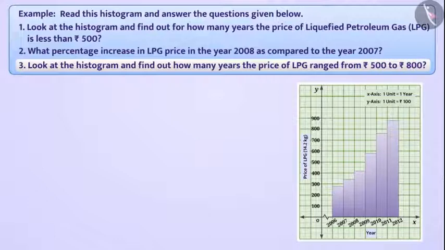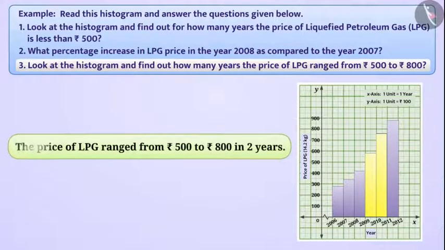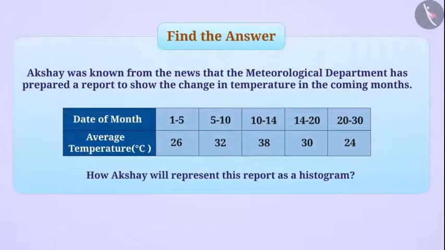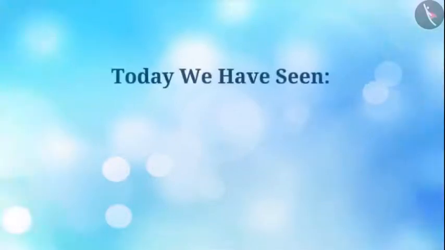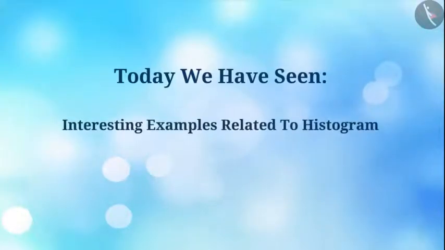Look at the histogram and find out how many years the price of LPG ranged from 500 rupees to 800 rupees. In the year 2009-2010 and the year 2010-2011 class intervals, the price of LPG is between 500 and 800. So, we can say that in 2 years, the price of LPG ranged from 500 rupees to 800 rupees. Now, pause the video and try to make a histogram with this information. Today, we have seen some interesting examples related to histogram. In the next video, we will see some misconceptions related to them.